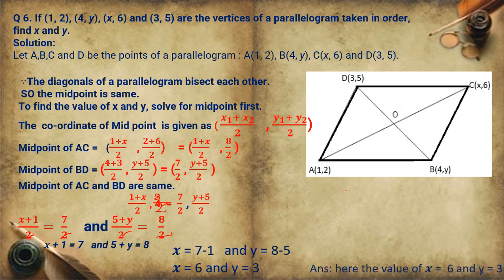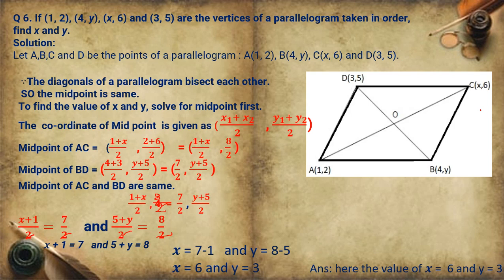That means the coordinates of the vertices of this parallelogram are B is (4, 3) and C is (6, 6). So in this way we can find the coordinates of the midpoint of the intersection of the diagonals of a parallelogram.